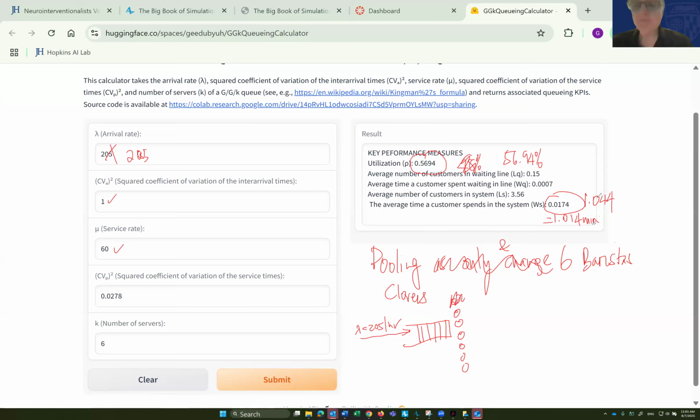All right, so I want to just think about one or two more scenarios with you. So you've got these various options: changing the number of baristas, pooling, having the folks switch them to VAVs or not, getting them trained or not. The training doesn't really make a difference from the performance perspective.